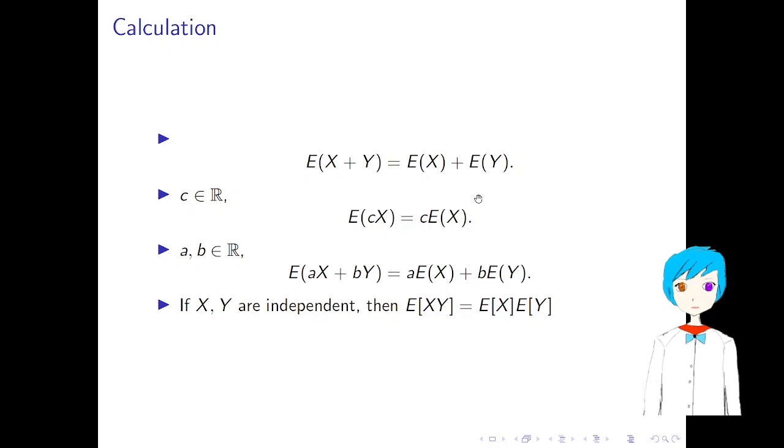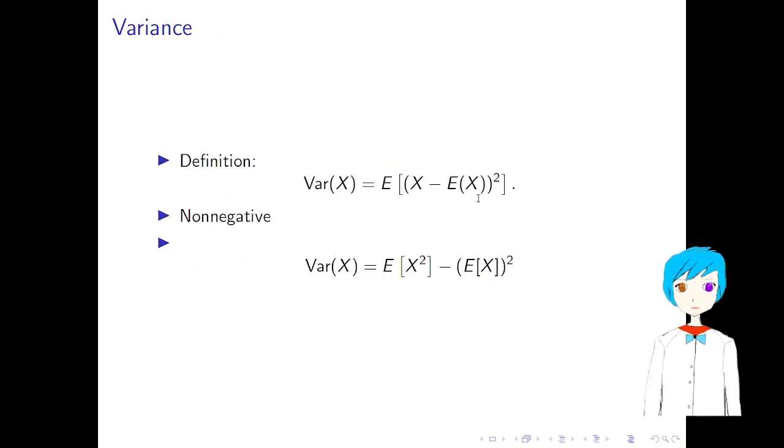So if X and Y are two independent random variables, then we can show that the expectation of XY is the expectation of X times the expectation of Y. So in this case, we can separately calculate the expectation of X and Y to calculate the product.